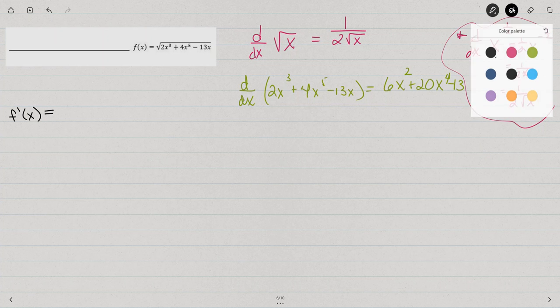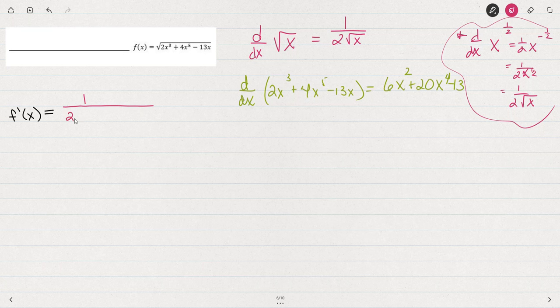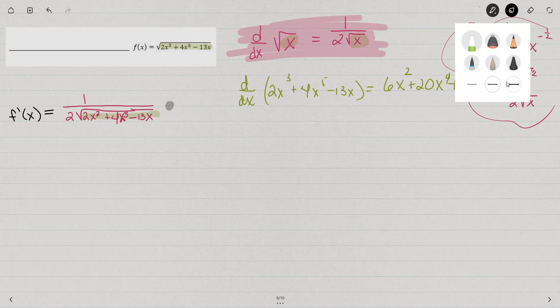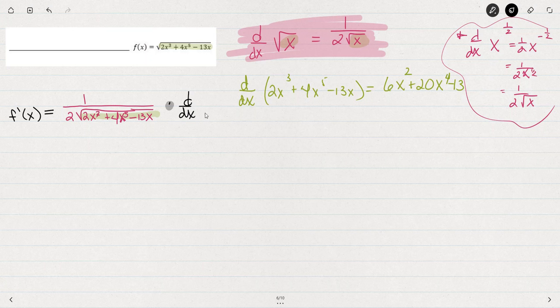Let's put it all together, and we'll see that the derivative of f of x is going to equal 1/2 times that square root. It's the square root of 2x cubed plus 4x to the 5th minus 13x. How did I do that? I applied this, that the derivative of a square root of something is 1/2 times the square root of that something. And our something in this case is the 2x cubed plus 4x to the 5th minus 13x. But wait, there's more. Don't forget the derivative of the inside function now. So we'll say times the derivative of that inside function, 2x cubed plus 4x to the 5th minus 13x, which we've already found as the 6x squared plus 20x to the 4th minus 13.